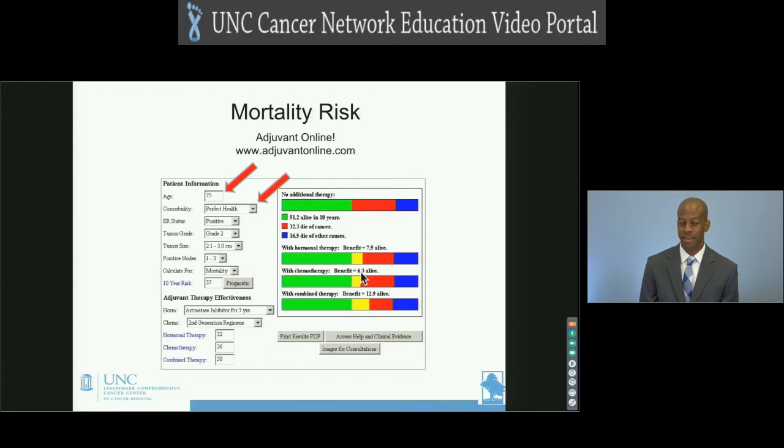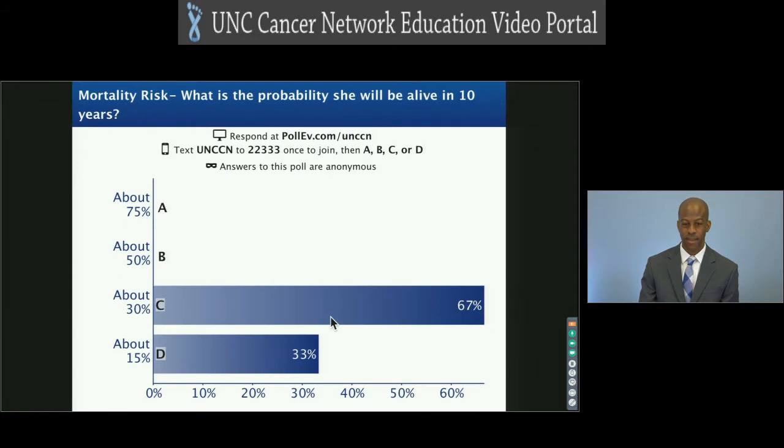And then this is another unique feature of Adjuvant Online. If you look at the benefit of treatment represented here in yellow, it's estimated that just with hormonal therapy, you cut that risk of dying from breast cancer by about 8%. And if you use both chemotherapy and hormonal therapy, you cut it by about 13%, almost in half. And so the majority of you actually were right, that she has about a 30% risk.